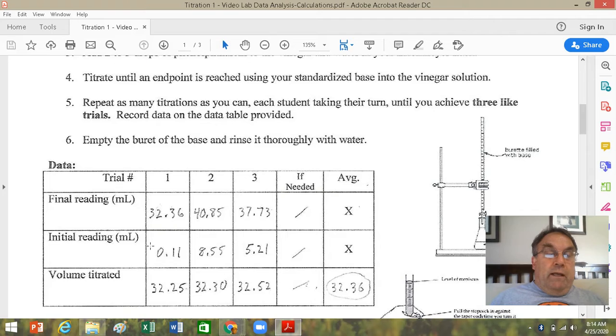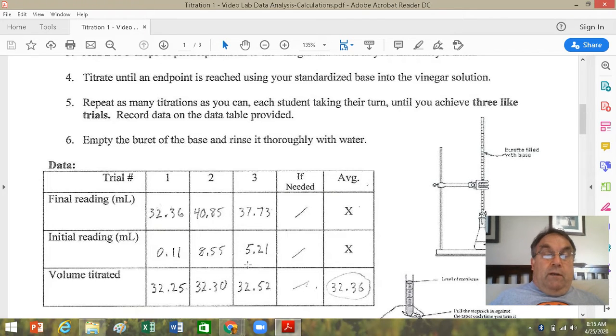The initial reading for the first one wasn't exactly at 0, it was at 0.11. Final reading was 32.36. Subtract those two to get 32.25. The initial reading for the second was blurry, so it couldn't be reread. The final reading was 40.85. Subtract the two to get 32.30.